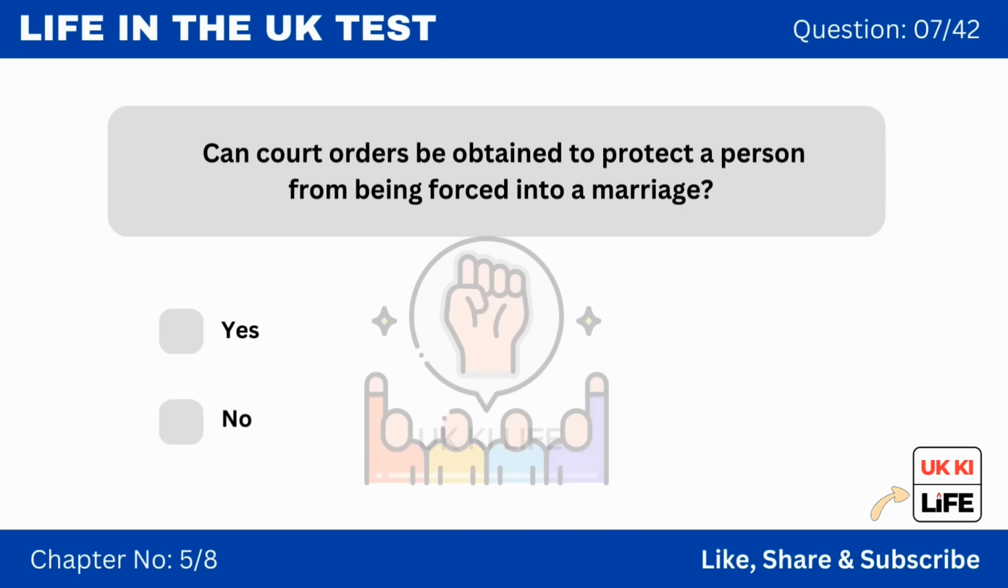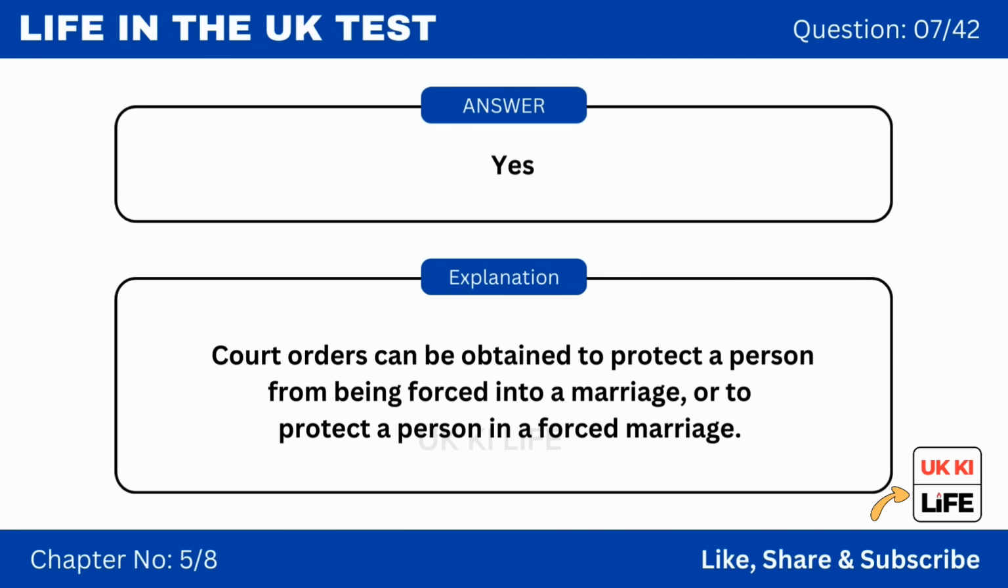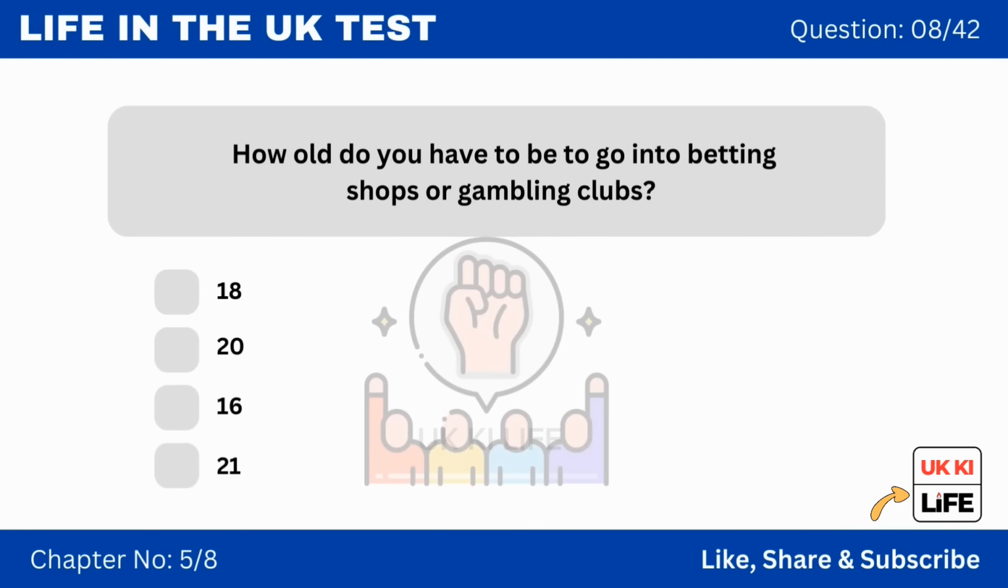The correct option is A. Explanation. Court orders can be obtained to protect a person from being forced into a marriage, or to protect a person in a forced marriage. Question 8. How old do you have to be to go into betting shops or gambling clubs? 18, 20, 16, 21.